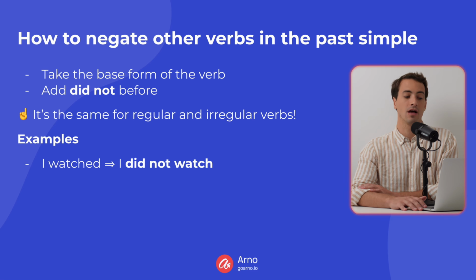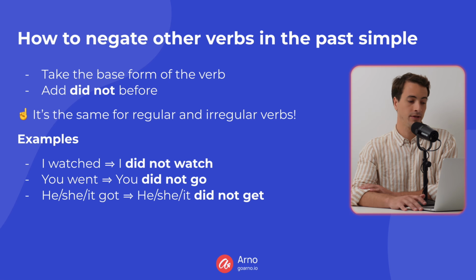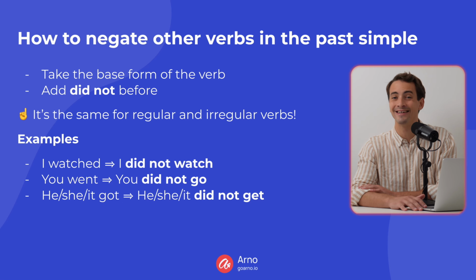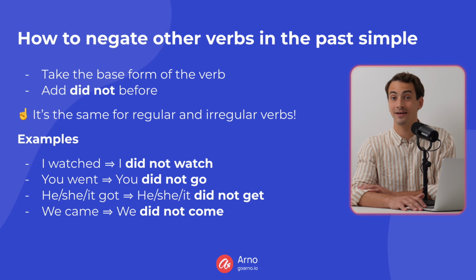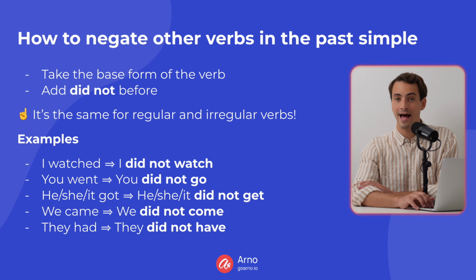Here are examples. I watched, I did not watch. You went, you did not go. He, she, it got, he, she, it did not get. We came, we did not come. And they had, and they did not have.